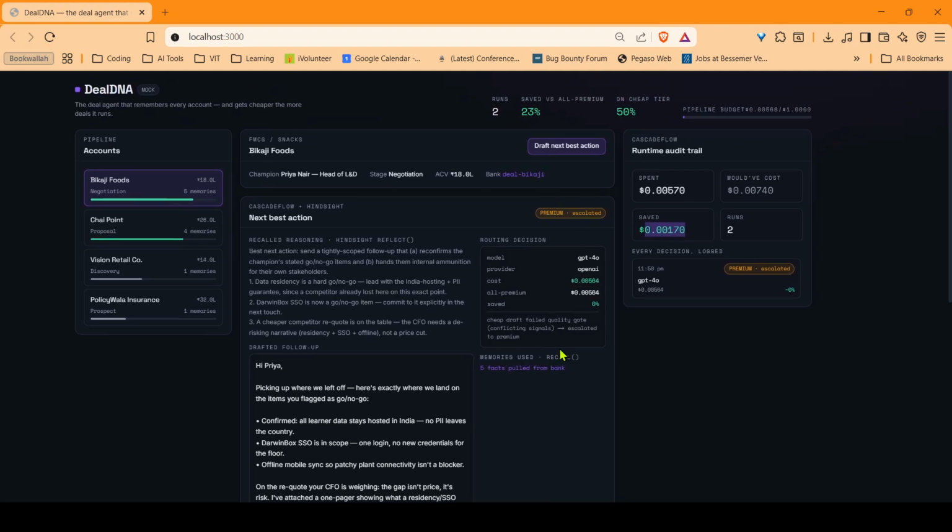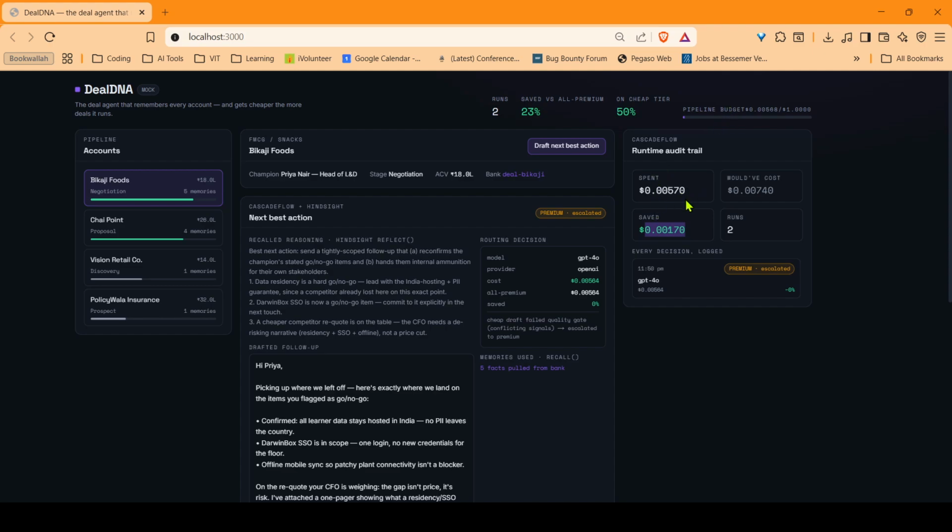Now, the tool Cascade Flow runs the cheap model first and only moves up when it's required, and also when the budget runs out. So you can see here we have a pipeline budget. We've set it to $1 for now. This is how much progress has been done, and it's not much, right?